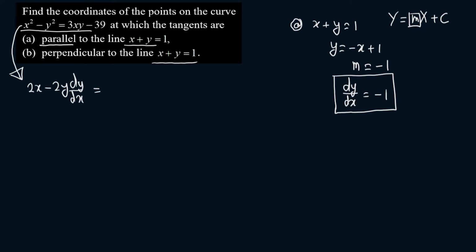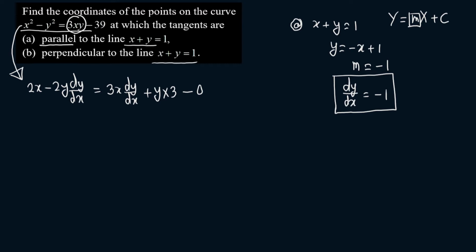Then on the right side we have to apply the product rule, which is 3x dy by dx, plus y into 3, because we applied the product rule in 3xy, then minus 39, which if we differentiate we get 0. So that is our total expression.